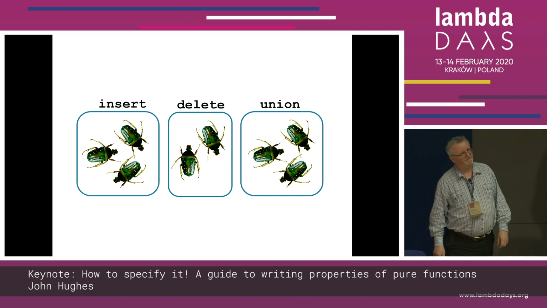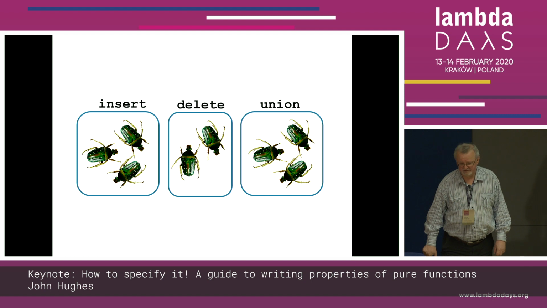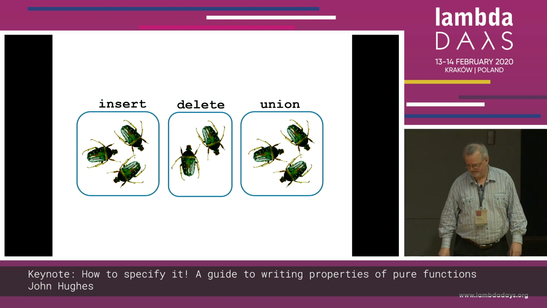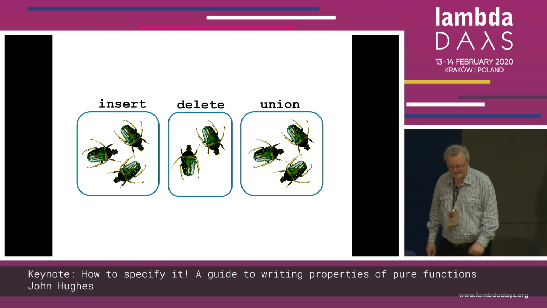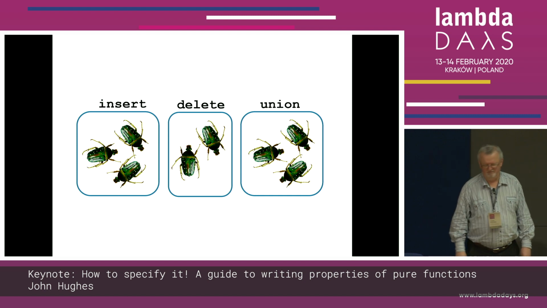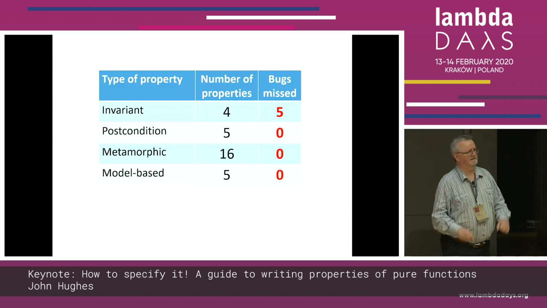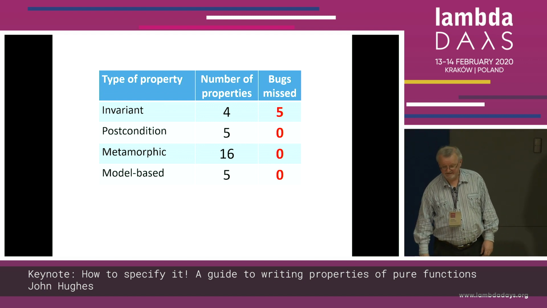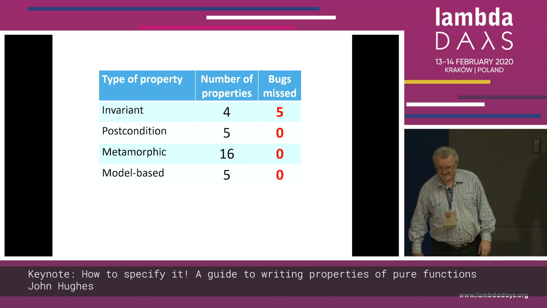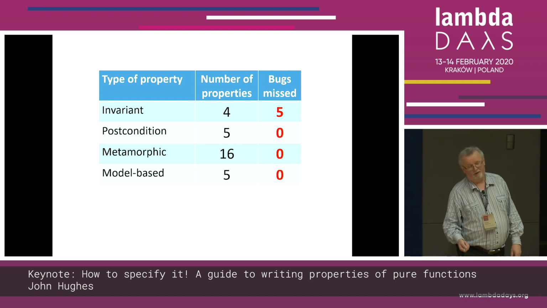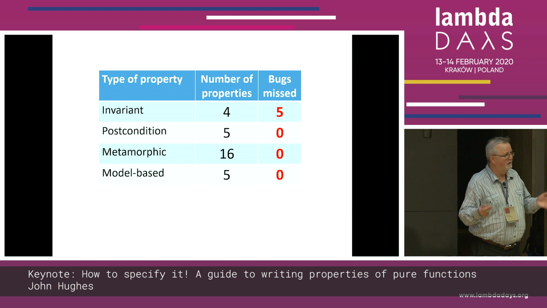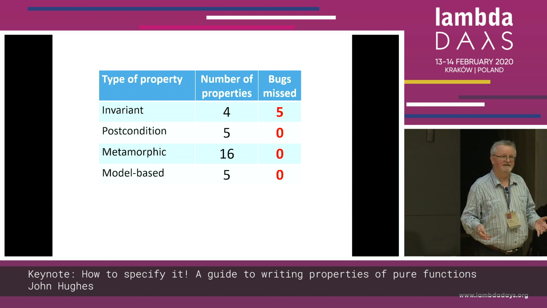How effective are the properties at finding bugs? To find out, I planted 8 artificial bugs into my code, 3 into insert, 2 into delete, 3 into union. And these vary from totally blatant bugs to quite subtle. So now we can ask, which bugs can these properties detect? And it turns out here that the invariant properties miss 5 of the 8 bugs. Well, that's not so surprising. They only catch bugs that break the invariant. Of course, there are lots of ways to do the wrong thing without breaking the invariant.